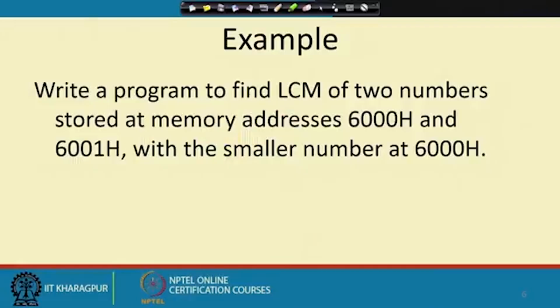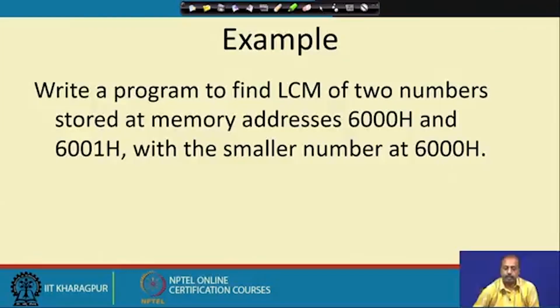Next we will look into another program that computes the LCM, the least common multiple, of two numbers stored at memory addresses 6000 hex and 6001 hex, with the assumption that the smaller number is in 6000 hex. So, if the numbers are say x and y, then for finding the LCM we have to divide x by y.